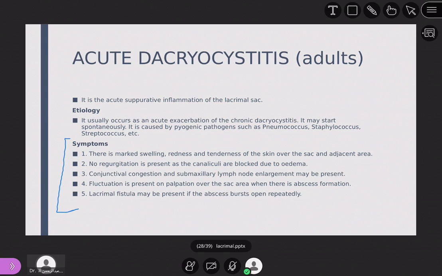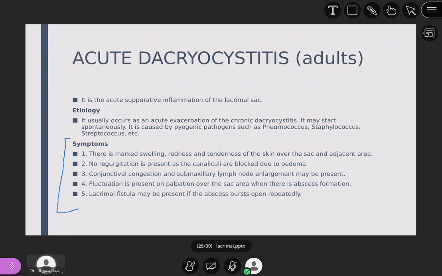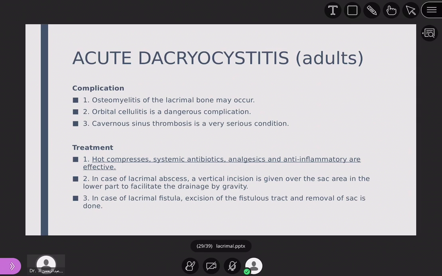Conjunctival congestion and submaxillary lymph node enlargement may be present. Fluctuation is present on palpation over the sac area when there is abscess formation. Lacrimal fistula may be present if the abscess bursts open repeatedly. Complications: osteomyelitis of the lacrimal bone, orbital cellulitis. This may be complicated to orbital cellulitis, then cavernous sinus thrombosis, which is a very serious condition.